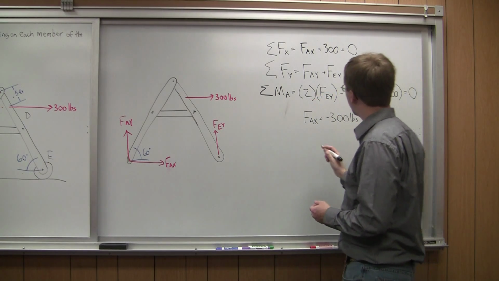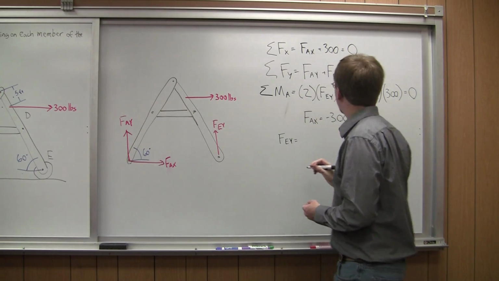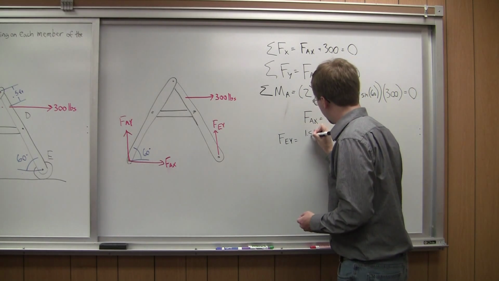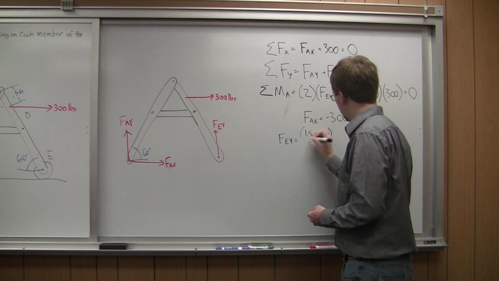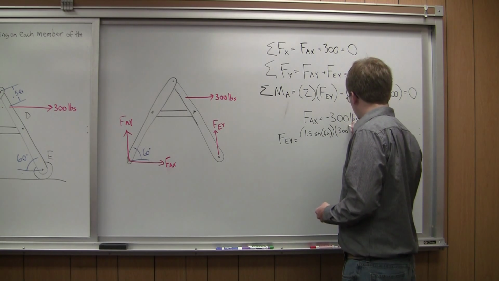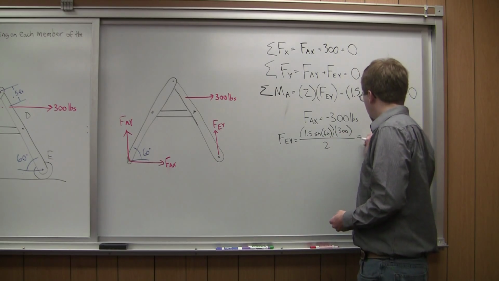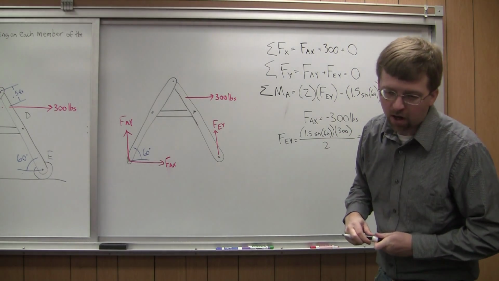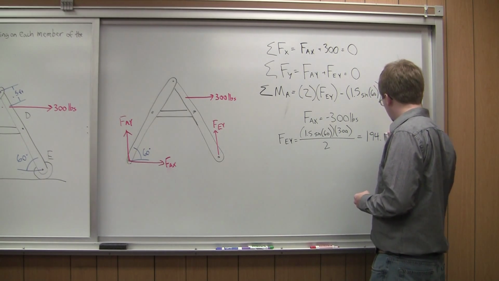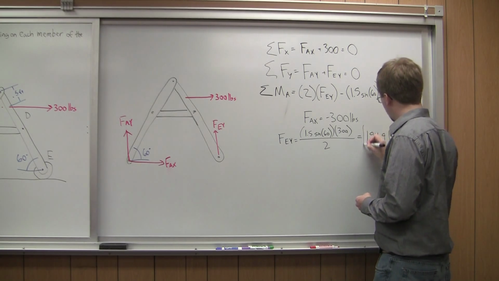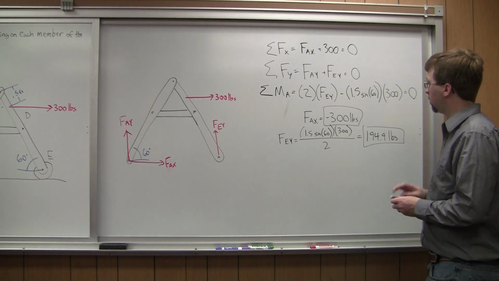And now I can go to my moment equation. FEY is going to be equal to 1.5 times the sine of 60 times 300 divided by 2, and that will give me a value of 194.9 pounds. Alright, so there's two of my reaction forces.